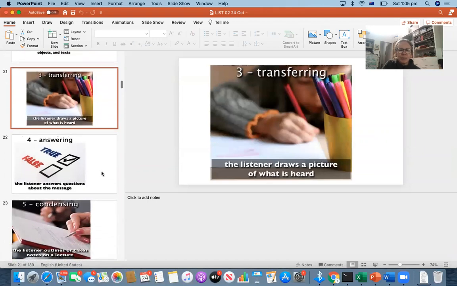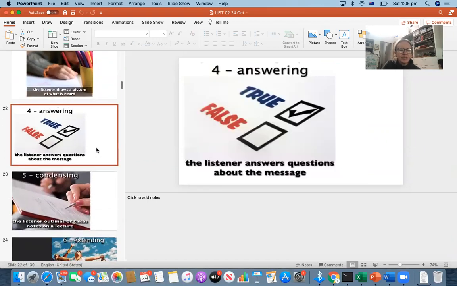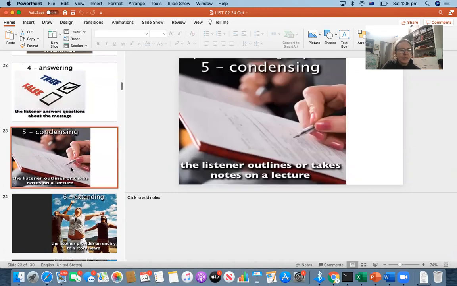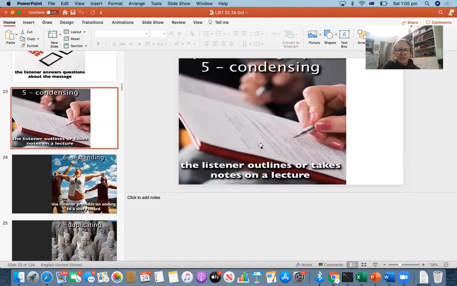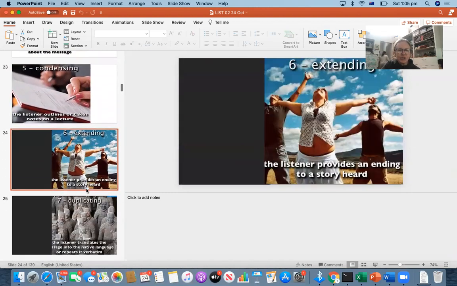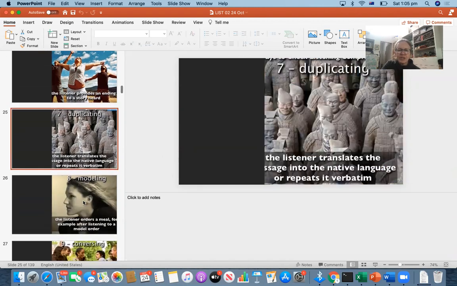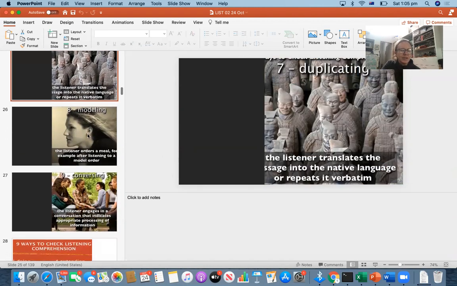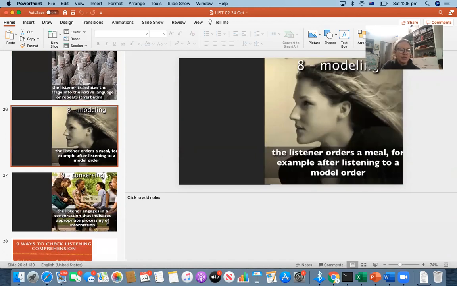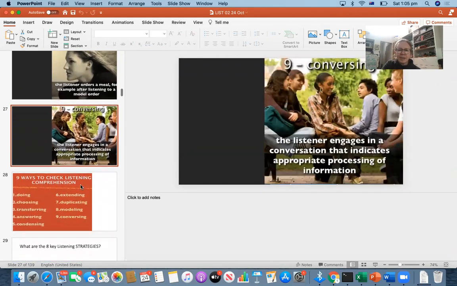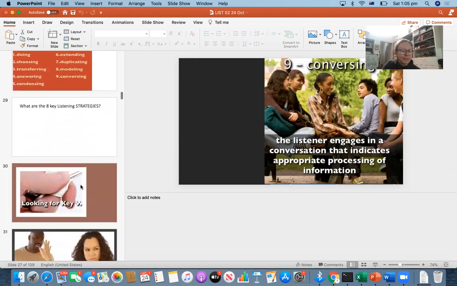Transferring, which means drawing a picture from what's heard. Answering, so fill in the blanks or true, false. Condensing, which means paraphrasing. So listening and then making it shorter. Extending means to have a story and have it last a bit, what happens at the end. Duplicating, which means translate into L1. Modelling, so have that but change the subject or the object. Conversing is a freer activity, more of that.